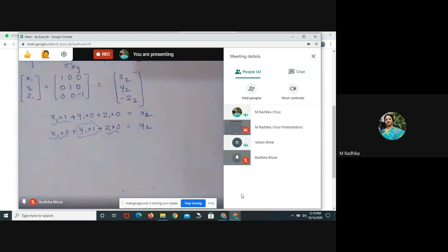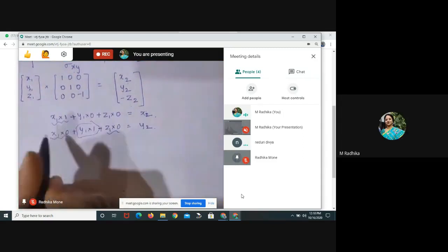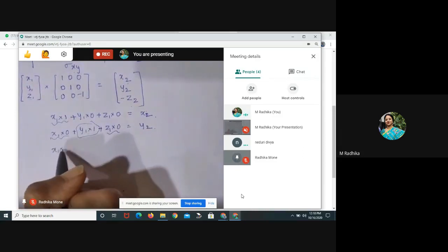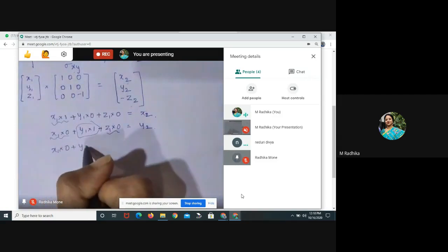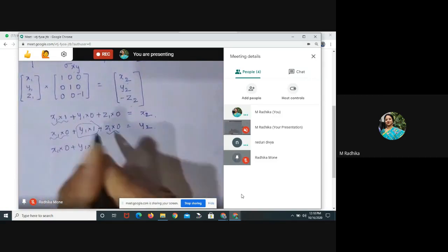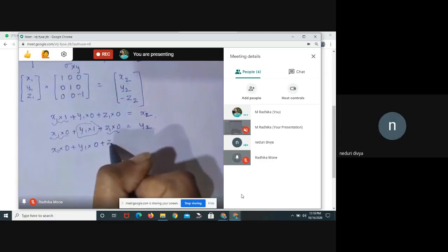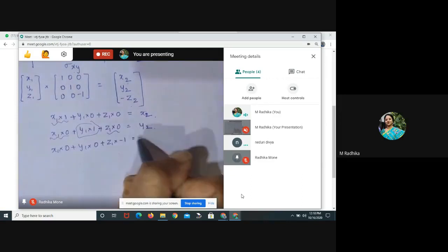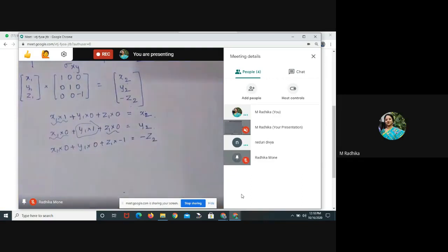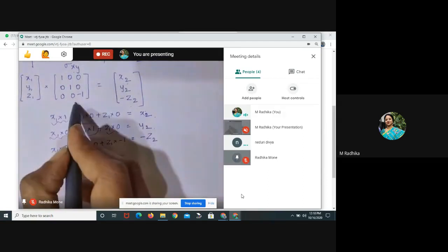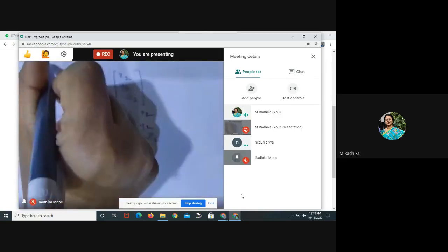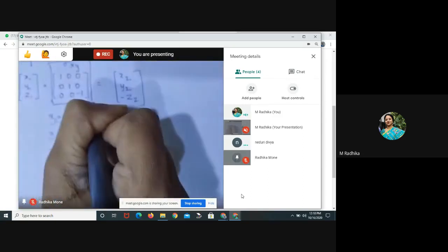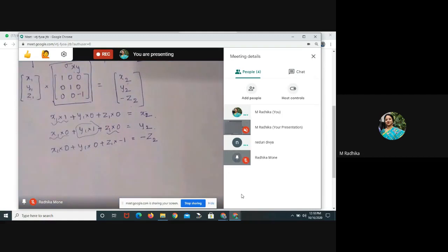Very good, Divya. So when I do the multiplication, what do I get? X1 into 0, plus y1 into 0, plus z1 into minus 1. Then I will get minus z2. So this is the matrix for sigma xy. Whenever I do the plane reflection, this is the matrix. Now can you write it for sigma xz?